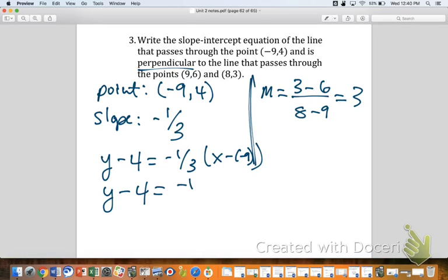Distributing, I get y minus 4 equals negative 1/3 x minus 3. And then I'd add 4 to both sides. Did you guys get y equals negative 1/3 x plus 1? Yay! Any questions? Do we disagree on anything? No? Are we good? We're good. Okay.